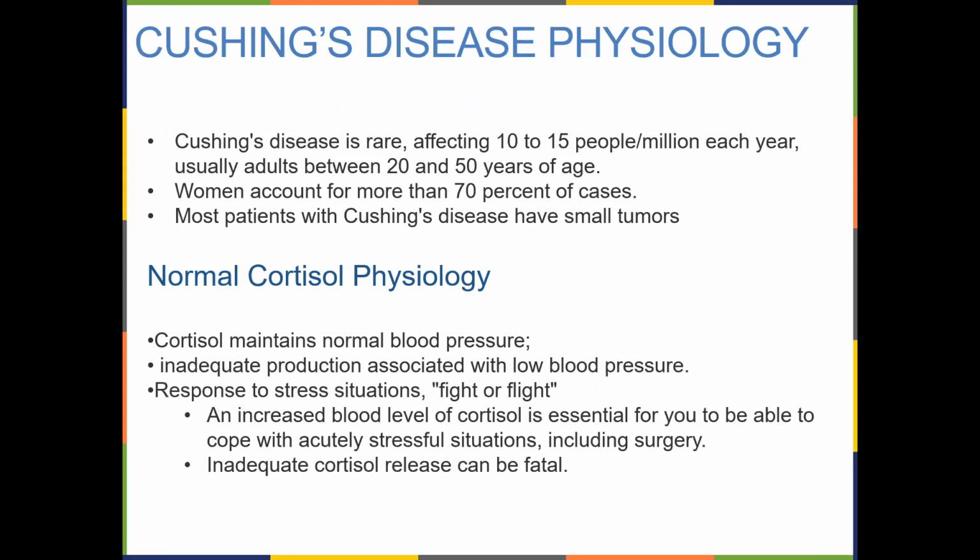So, okay. Cushing's disease. It's a rare condition. Addison's disease is like 1 out of every 100,000. Cushing's disease is much rarer. About 10 million people a year may develop Cushing's disease. Mostly females, usually driven by a tumor.